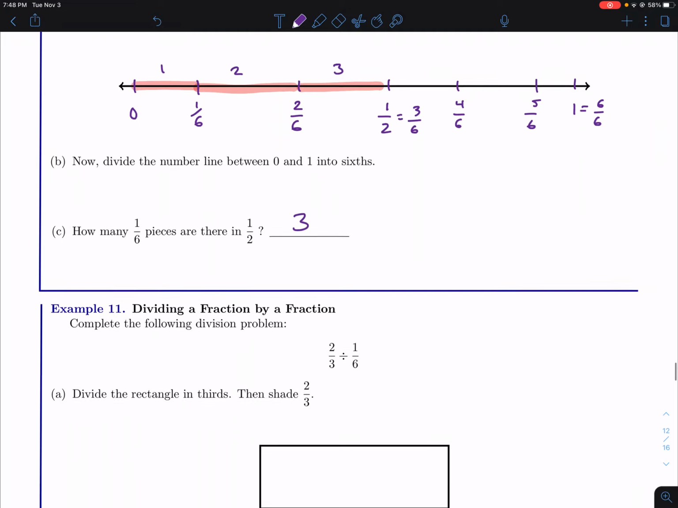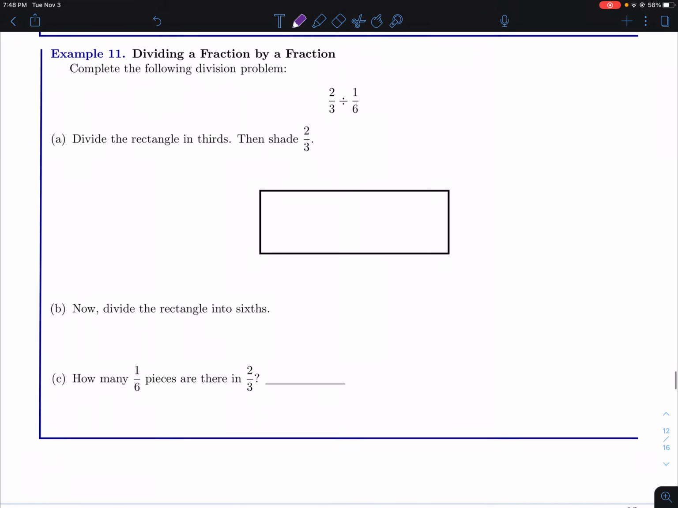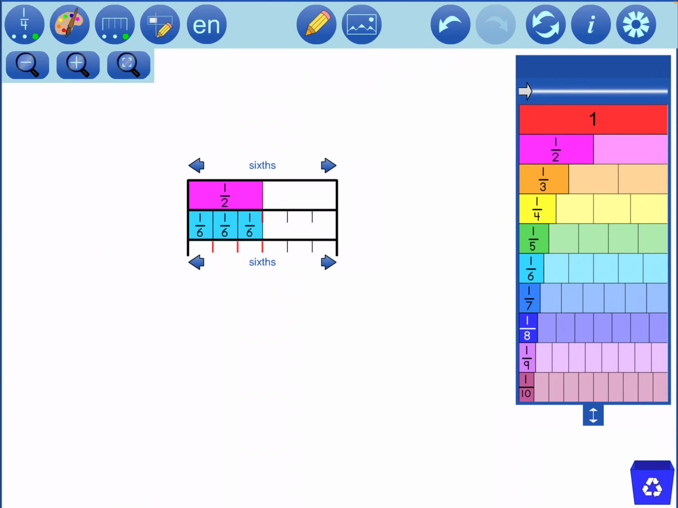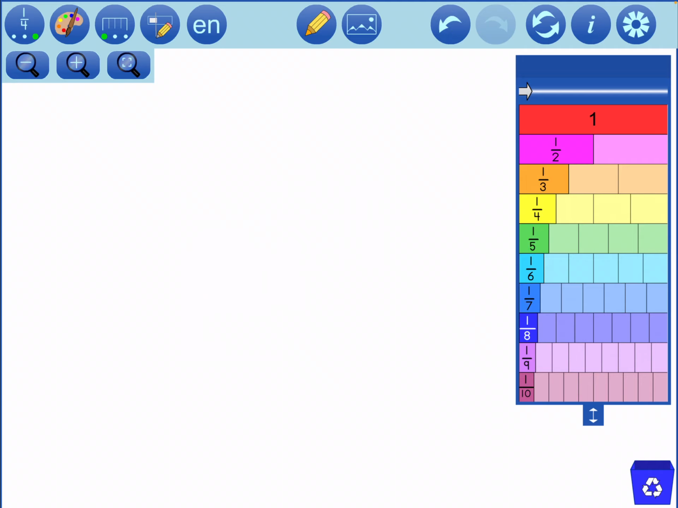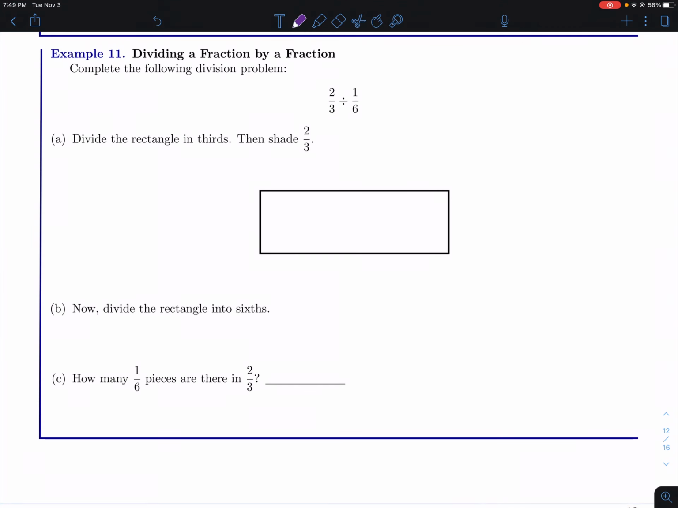All right, so let's do the same thing for 11 here. For 11, we want to complete the division 2/3 divided by 1/6. Because we've got the mathies, we might as well use it a little bit here. Let me clear this out, turn some of this stuff on. So we had 2/3 divided by 1/6.